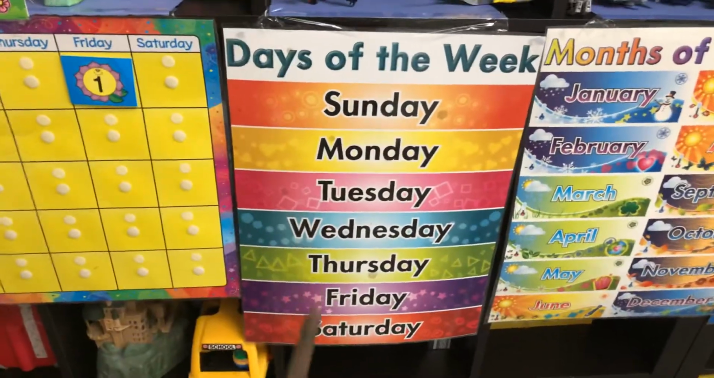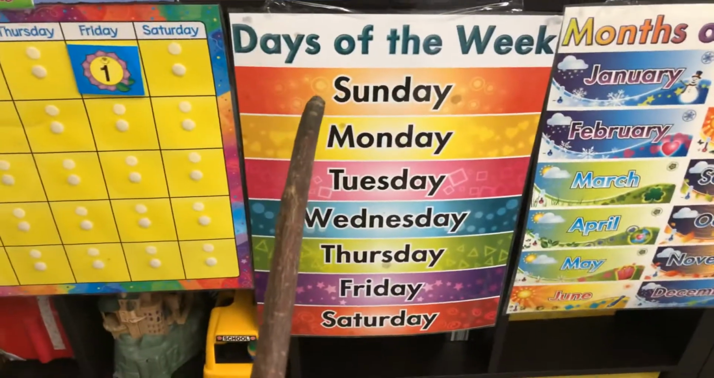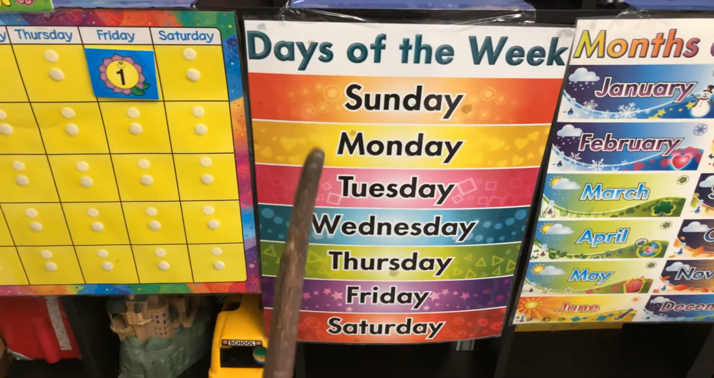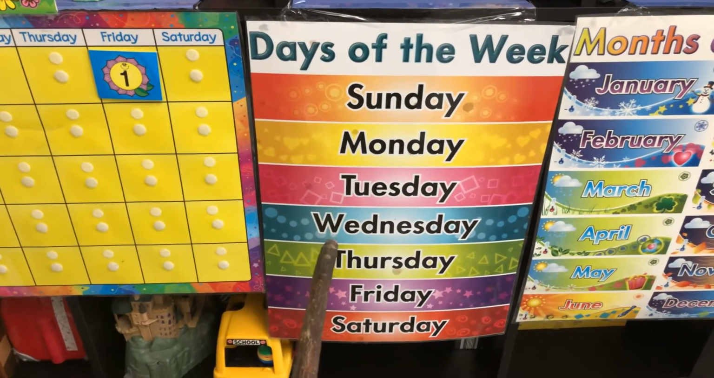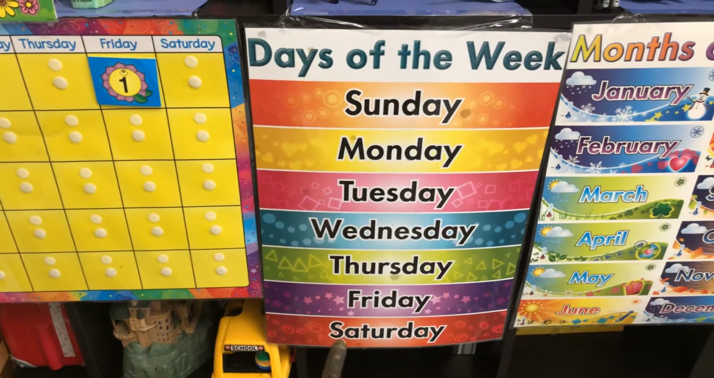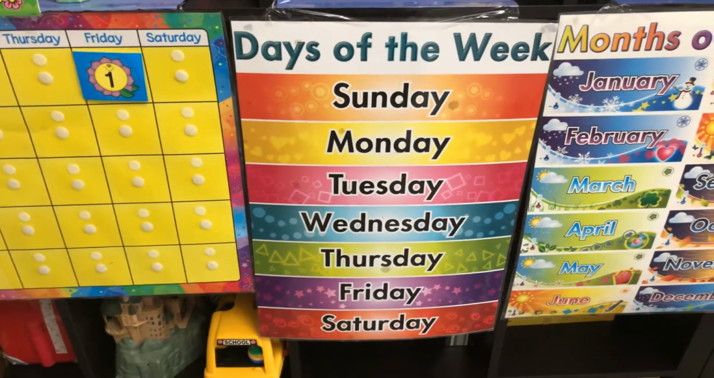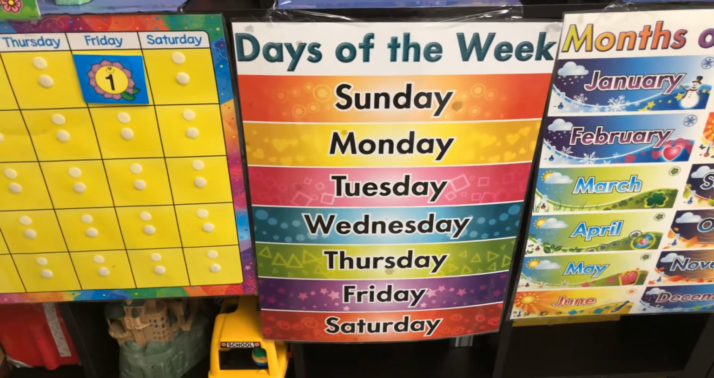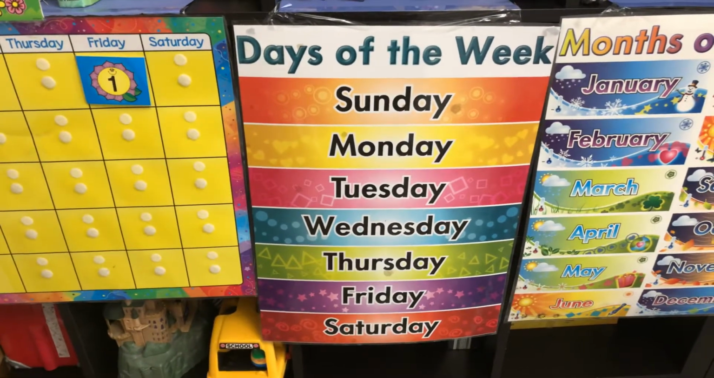Here is our days of the week chart. Let's sing our song. 1, 2, 3. Sunday, Monday, Tuesday, Wednesday, Thursday, Friday, Saturday. There are 7, there are 7, there are 7 days of the week.